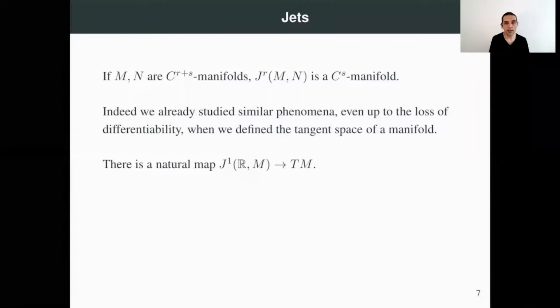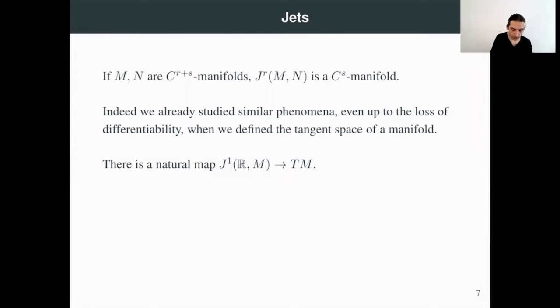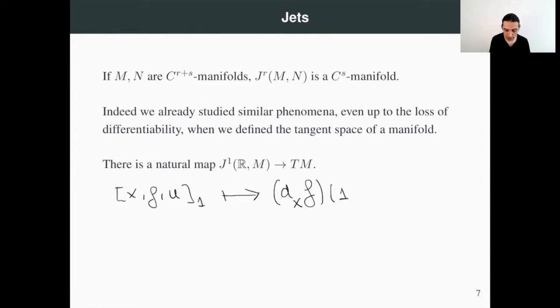Consider a manifold M, a C^r manifold. We have that these two manifolds over here, the tangent space of M and the space of one-jets between the line and M, are C^(r-1) manifolds. And indeed, there is a natural map between them. If we consider a one-jet, we can associate the following tangent vector, which is the result of evaluating the differential of f at the point x at the vector 1. And this is going to be a vector in the tangent space of M at the point f of x, right? Which is basically associating to a class of equivalence of curves its tangent vector, right?